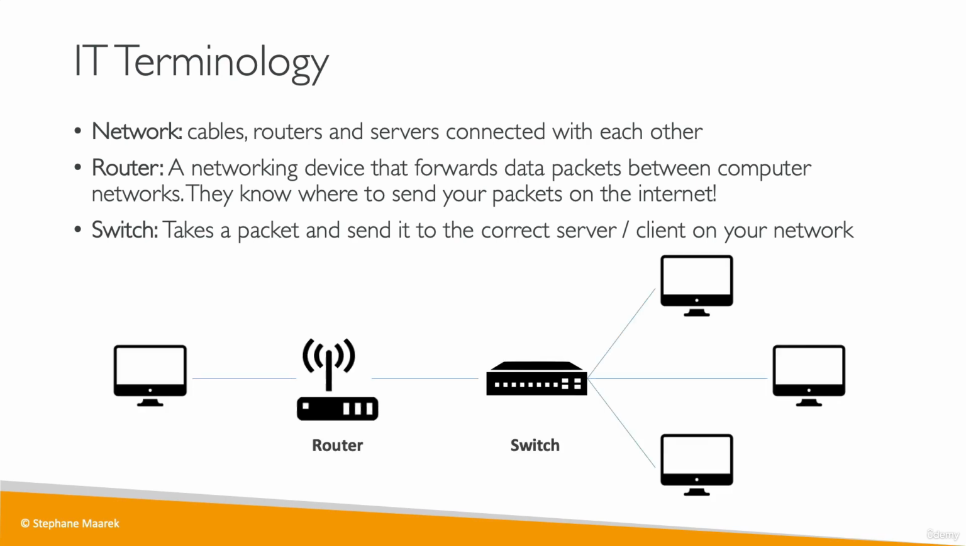So if we put all these things together, it looks like this. Our client will send the data to a router, the router will find its way all the way to a switch, and the switch will know to which computer in your network to send the data to.